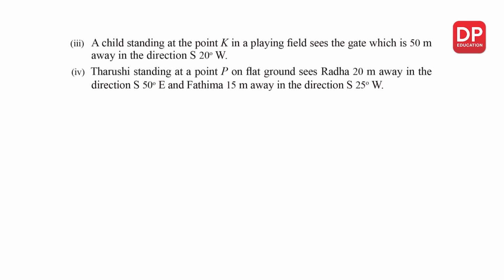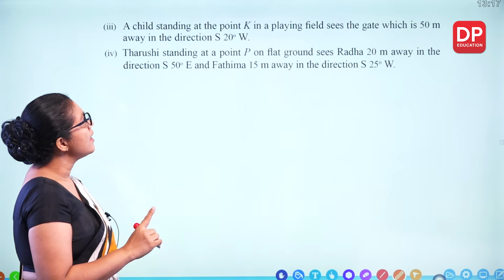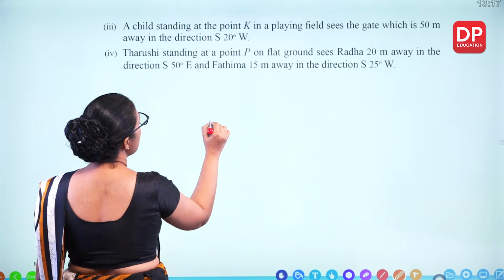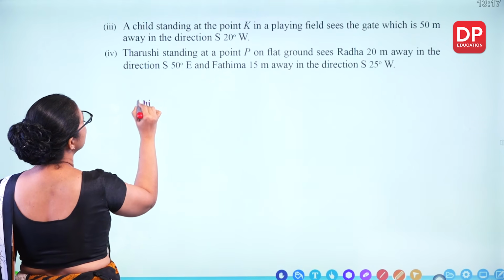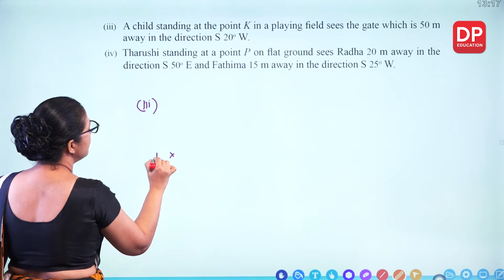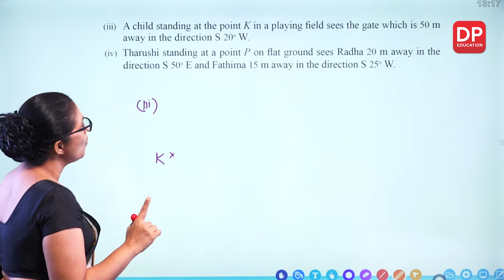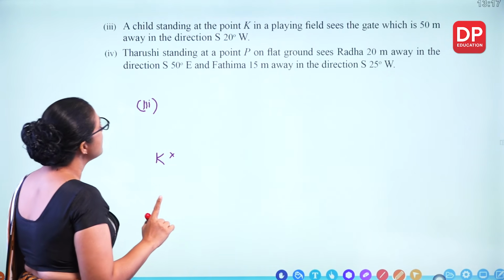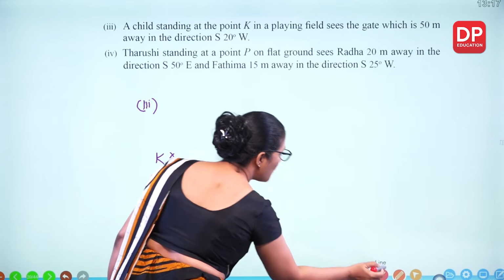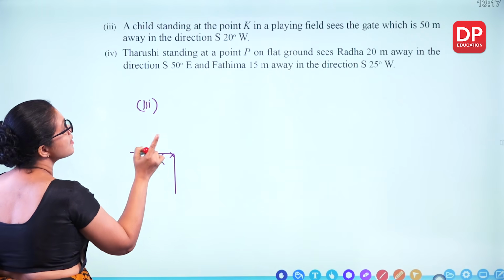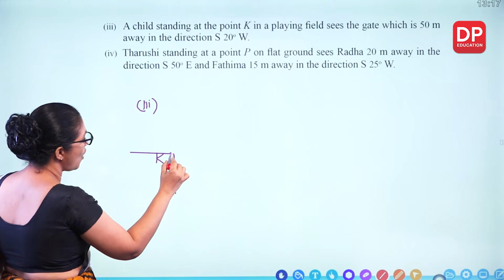A child standing at the point K in a playing field sees the gate which is 50 meters away in the direction S 20 degrees west. So we'll take K is here. In a playing field sees the gate which is 50 meters away in the direction south and west here. So we need to take south and west. What's the angle? 20 degrees from south.